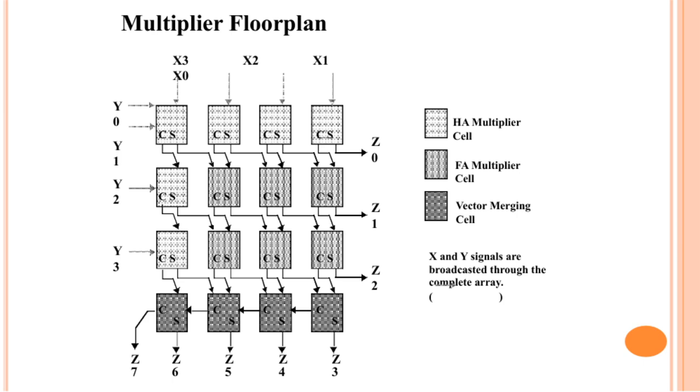The signals labeled X and Y are broadcasted throughout the entire array, allowing all cells to receive the necessary inputs simultaneously. At the intersections of these signals, the HA and FA multiplier cells, half adder and full adder cells, respectively, handle the bitwise addition required in multiplication.